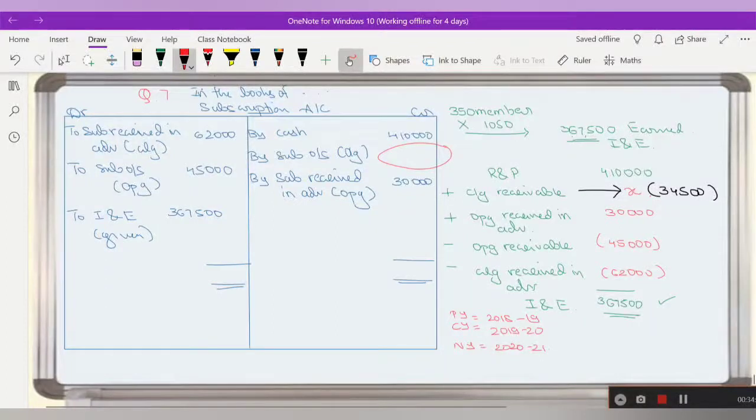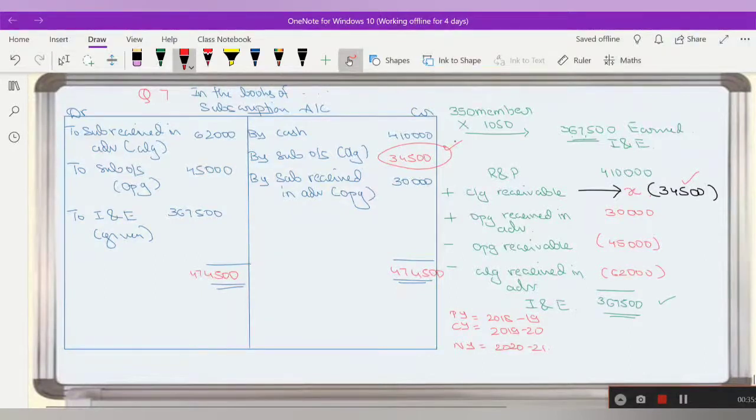See, now total on the debit side first, 62,000, 45,000, 3,67,500. It comes to 4,74,500. This also 4,74,500 minus 30,000 minus 41,000. It comes to how much? No, wait. 4,74,500 minus 4,10,000 minus 30,000. It comes to 34,500. Same answer we have got here also, and same answer you will get in the subscription account also.